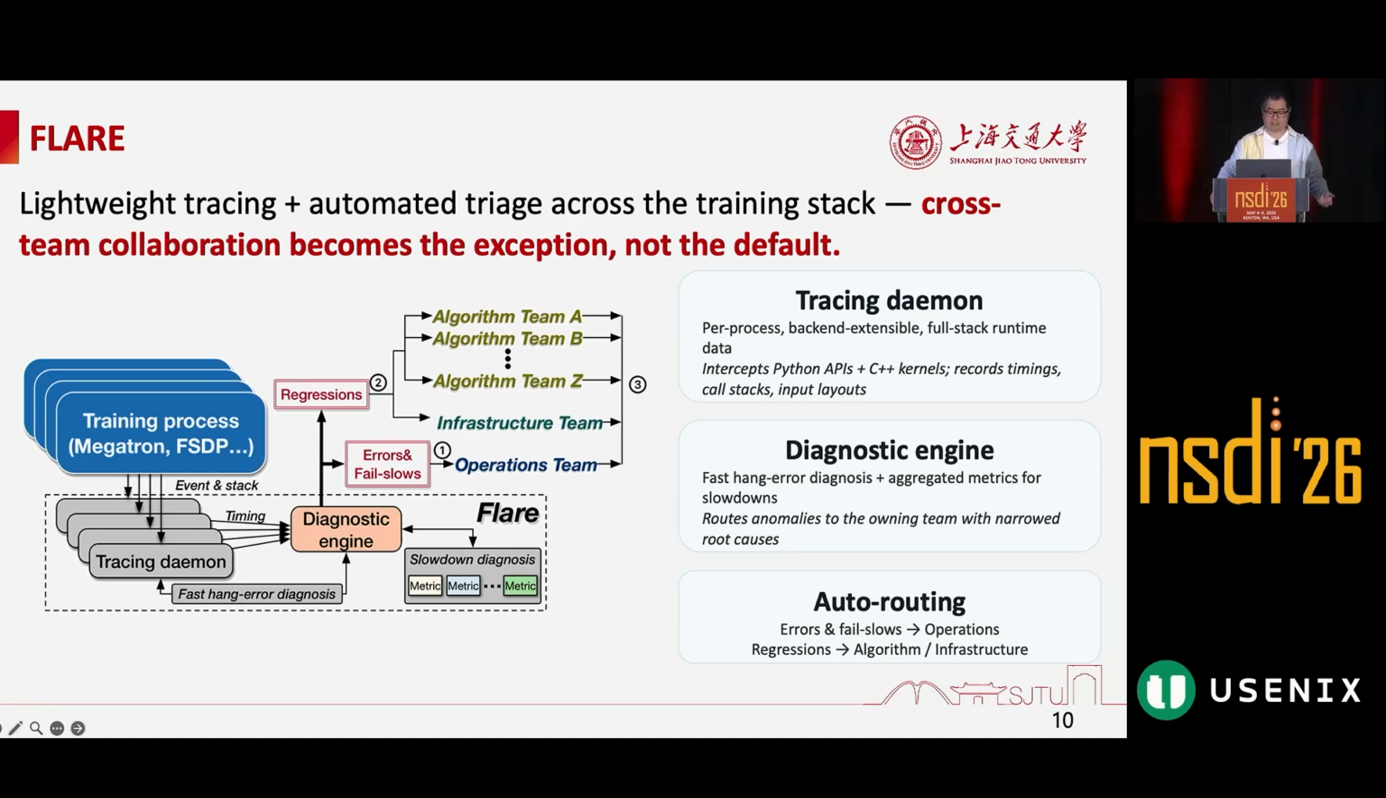After the engine completes the analysis, it will route different types of anomalies to responsible teams for further processing. For example, you can see errors and phase slowdowns will go to operation teams. Regressions will go to algorithm and infrastructure initially. Pay attention here: FLAIR will not automatically fix those errors. It just tells the engineers what the possible root cause is. It will reduce a lot of time to approach the root cause.